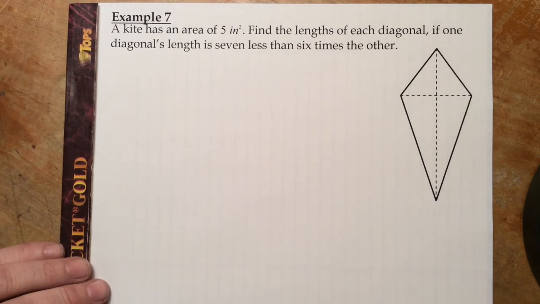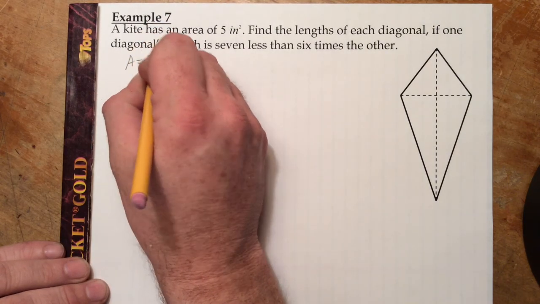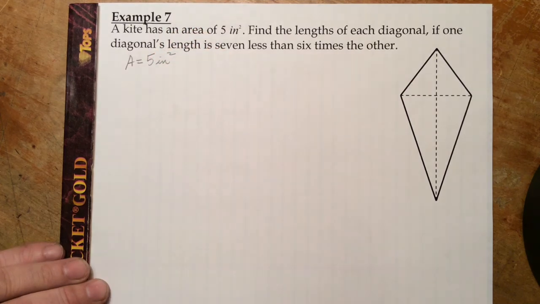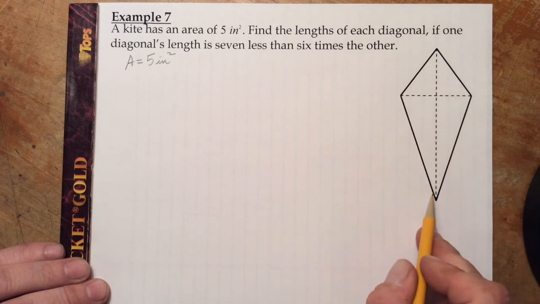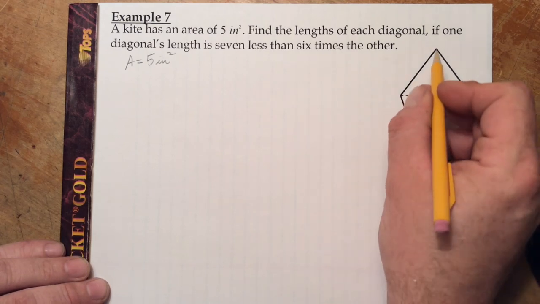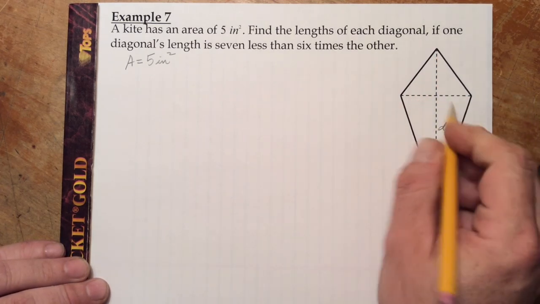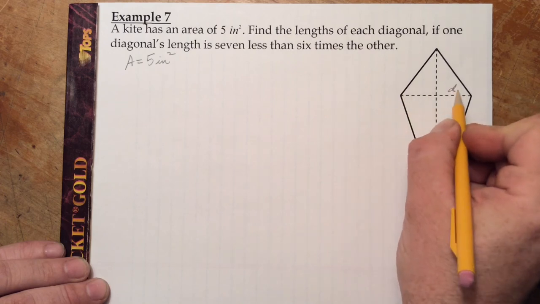Example 7. A kite has an area of 5 square inches. So the area of this kite is 5 square inches. Find the lengths of each diagonal, D1 and D2, if one diagonal's length is 7 less than 6 times the other. So we don't know either diagonal right now. Let's go ahead and label this. This long one here I'm going to call, I guess, D2. And this shorter one here I'm going to call D1.